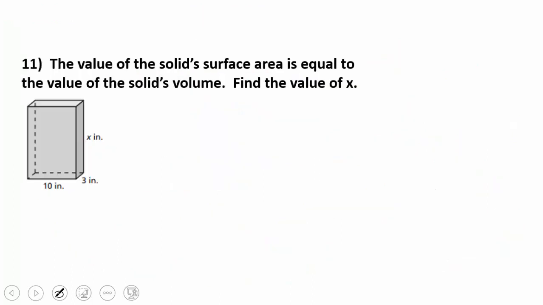Moving right along, the value of the solid's surface area is equal to the value of the solid's volume. Find the value of x. Let's take a look at this solid. What do we have here? Yeah, we have a box. It's called a rectangular prism. And the first thing we know we have to do is find the value of x. What does x equal? All right, they gave us some information. They said surface area is equal to volume.